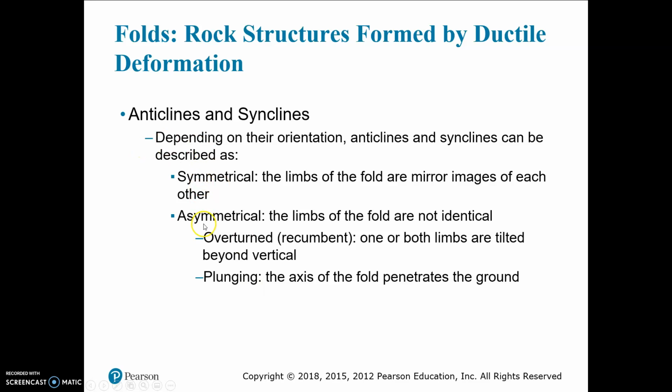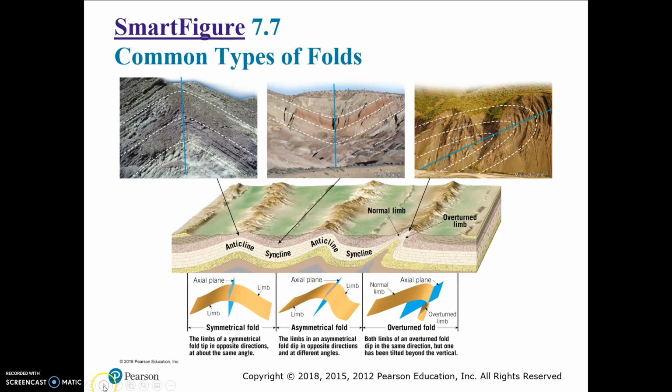They can be symmetrical or asymmetrical. Symmetrical, of course, they're mirror images of one another. Asymmetrical, they're not identical. They can be tilted beyond vertical, or the axis of the fold goes into the ground where we can't really see the entire syncline or anticline. All right, so here we go.